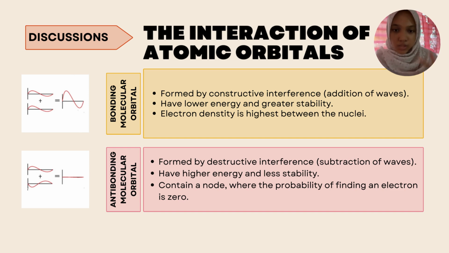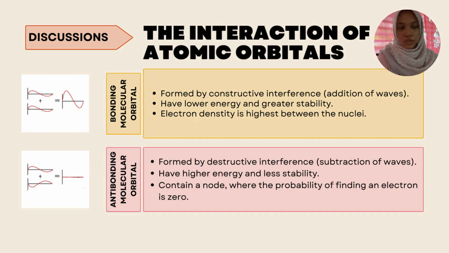We have two types of molecular orbitals: bonding molecular orbital and antibonding molecular orbital. A bonding molecular orbital is formed by constructive interference, or the addition of waves. Constructive interference, an increase in amplitude, is analogous to the buildup of electron density between two nuclei. Bonding molecular orbitals have a lower energy and greater stability, and electron density is highest between the nuclei.